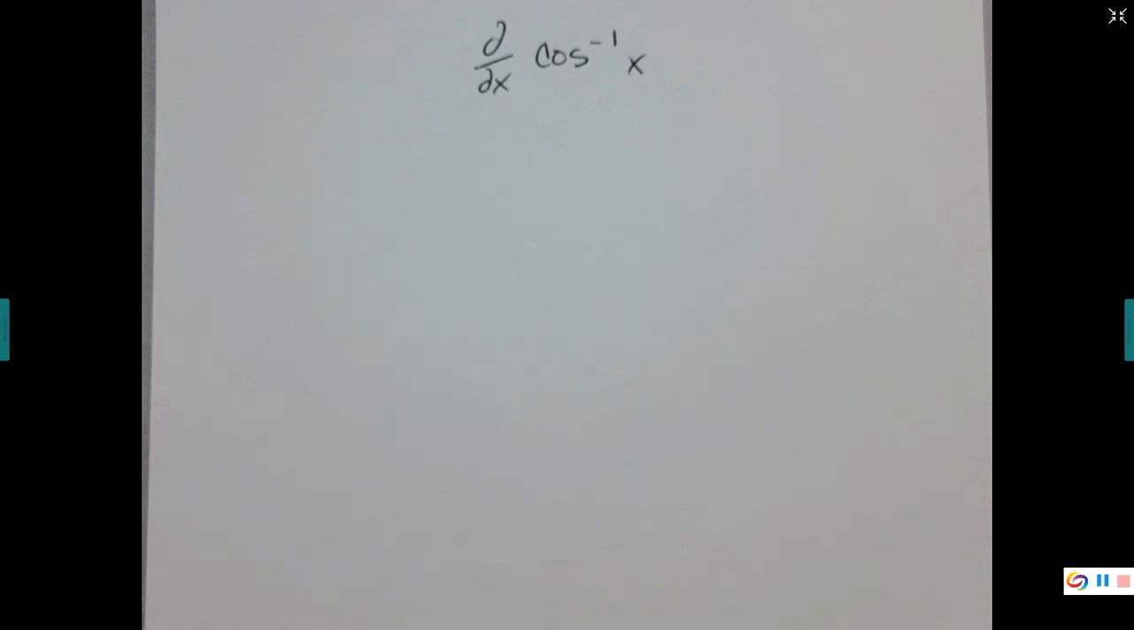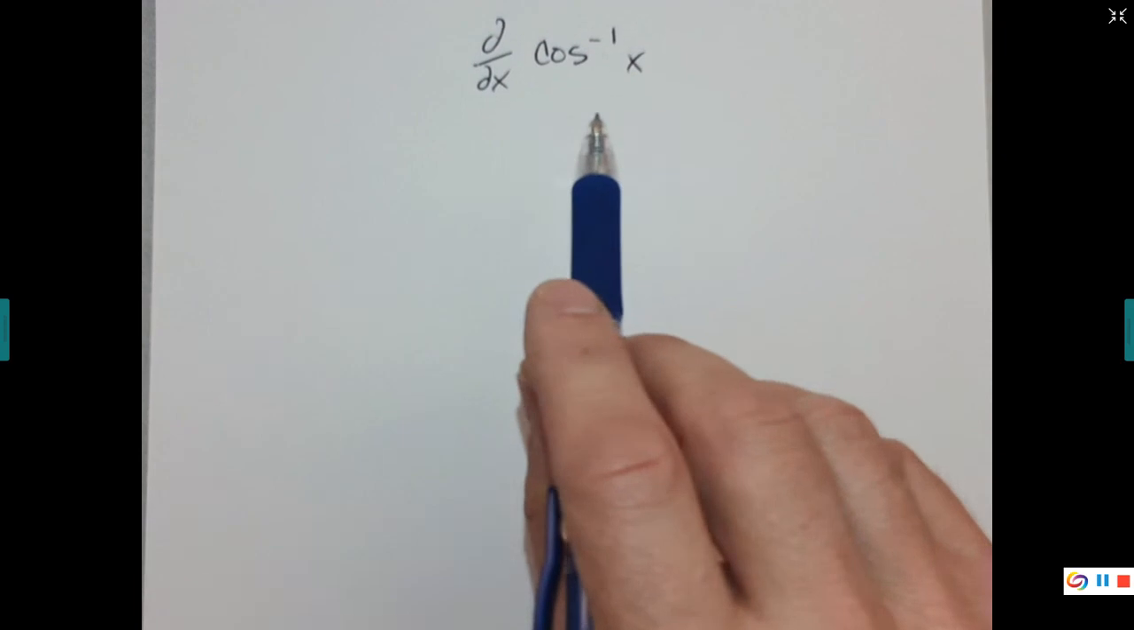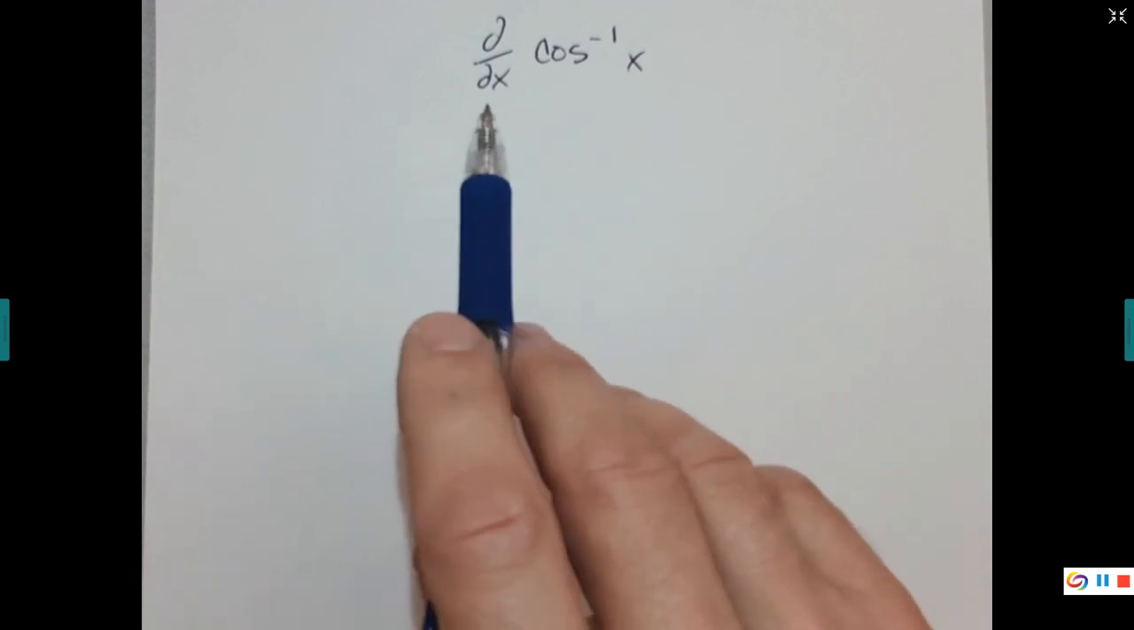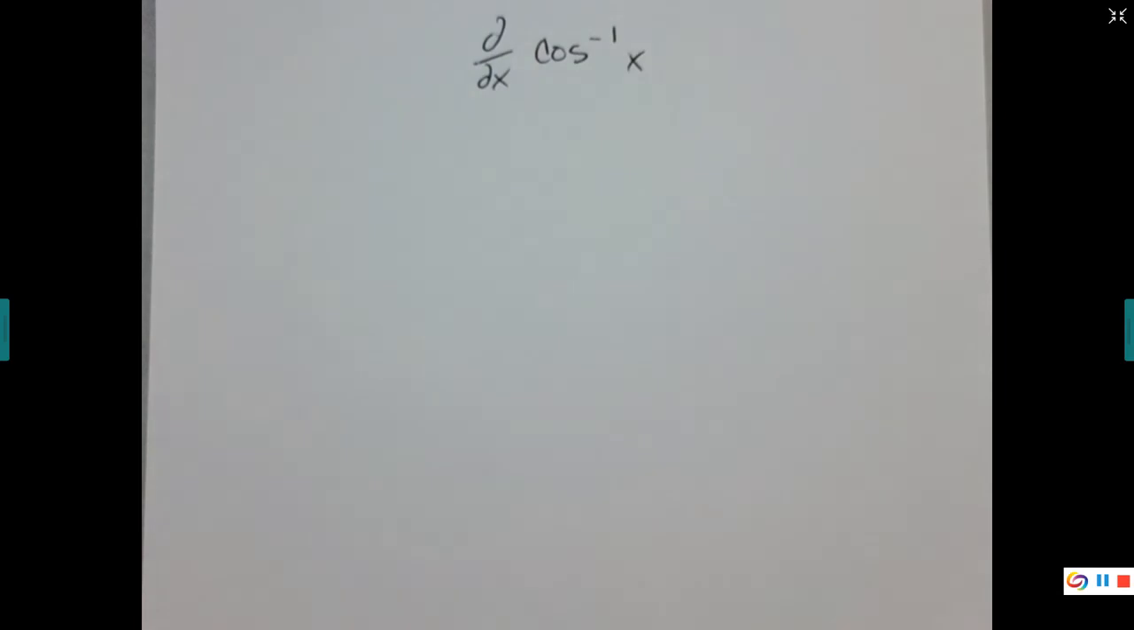All right, now it's your turn. See how we can do with our calc lab. We're looking for the derivative with respect to x of arc cosine of x. Or we might say we're looking for the derivative with respect to x of inverse cosine of x.